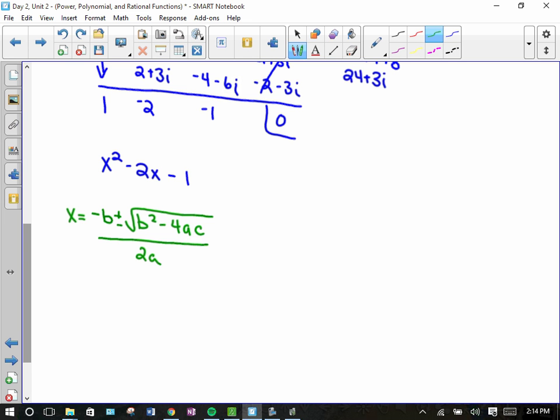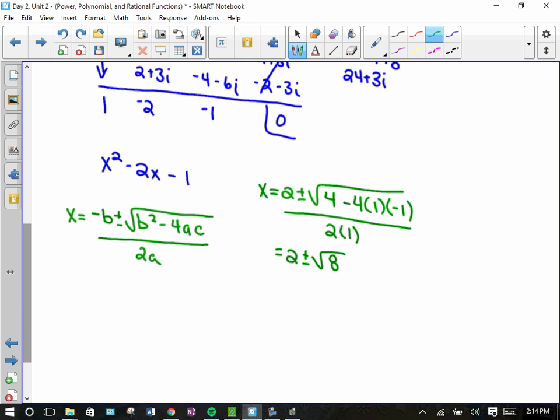I always forget that. X equals the opposite of b, which would be positive 2, plus or minus the square root of b squared, that's going to be negative 2 squared, that's 4, minus 4 times a, which is 1, times c, which is negative 1, divided by 2 times 1. We get 2 plus or minus the square root of 8 divided by 2.